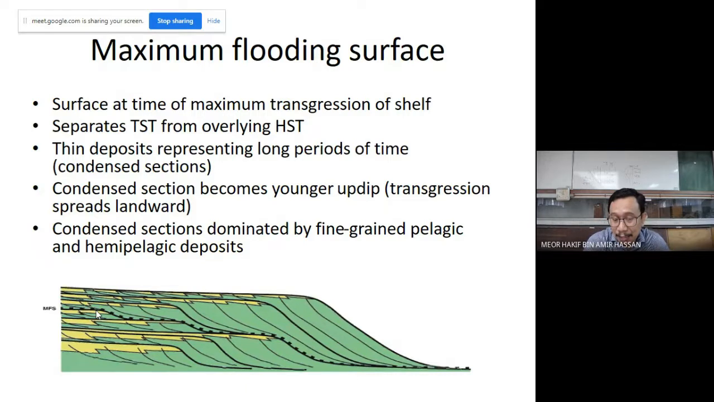Condensed sections associated with the MFS are dominated by fine grain, pelagic and hemipelagic deposits, mostly just a lot of clay being deposited, and also fossil plankton, which has fallen down in suspension after they died.